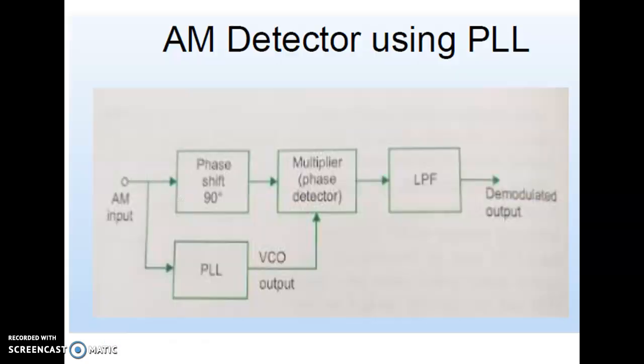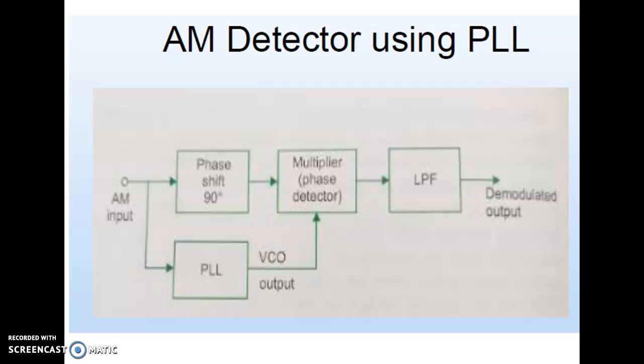Now we can see the AM detector block using PLL. We have 4 different blocks here. The PLL can be used for detection of an amplitude modulated signal. And if you observe the diagram, we have a phase shift of 90 degrees. We have the next block as a multiplier that we can call the phase detector block. And we have a low pass filter, and finally the PLL voltage control output is given to the multiplier, that is, the phase detector block. The block diagram of such a scheme you can observe here.